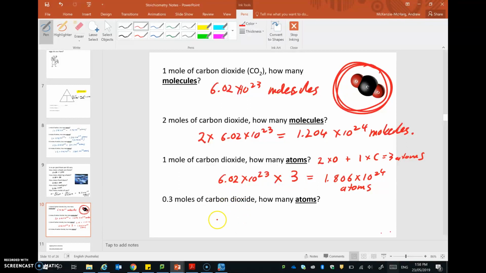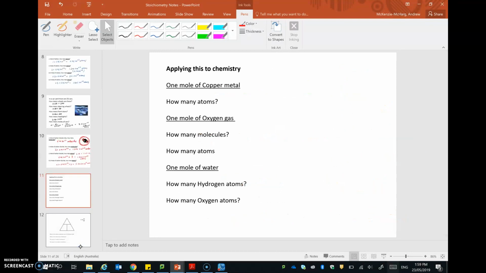So same principle in the next one. We've got 0.3 of a mole, and we still have 3 atoms per molecule, so we multiply that by 3. And that gives us 5.418 by 10 to the 23 atoms. So it can be a bit confusing, but let's have a look at another one here. Maybe you want to pause the video at this stage and have a go at it on your own, then I'll try it.